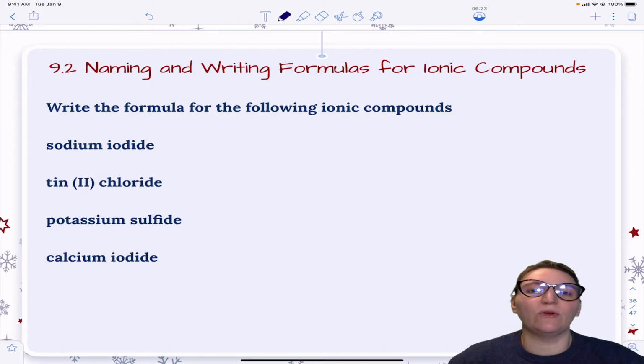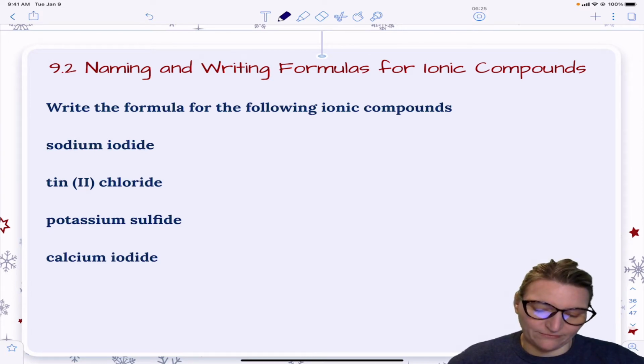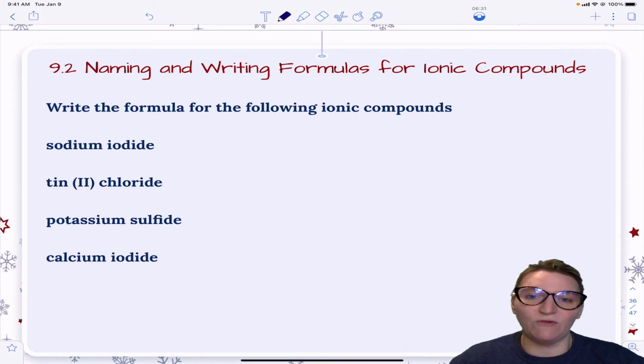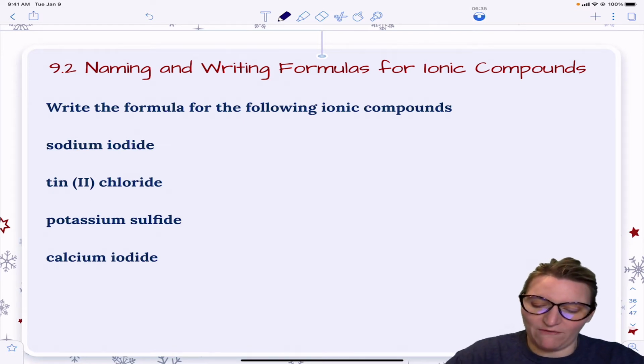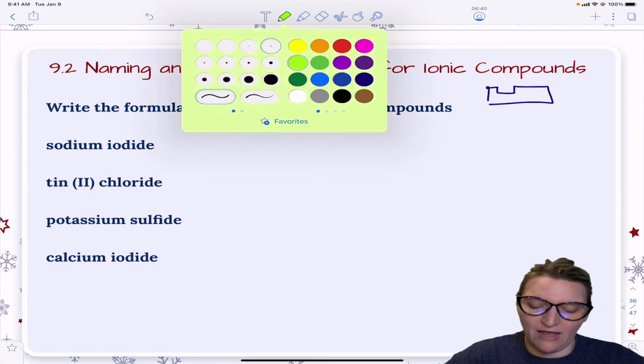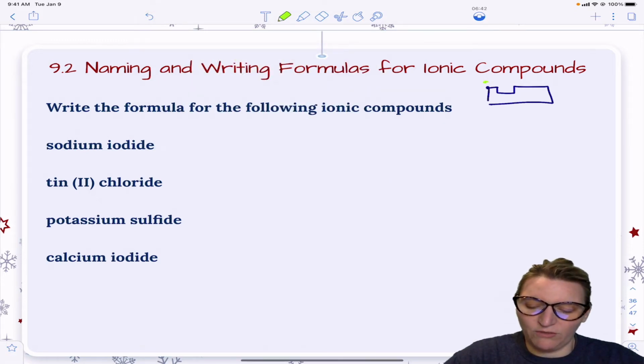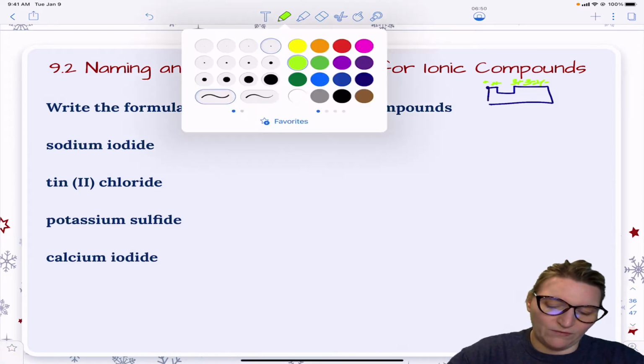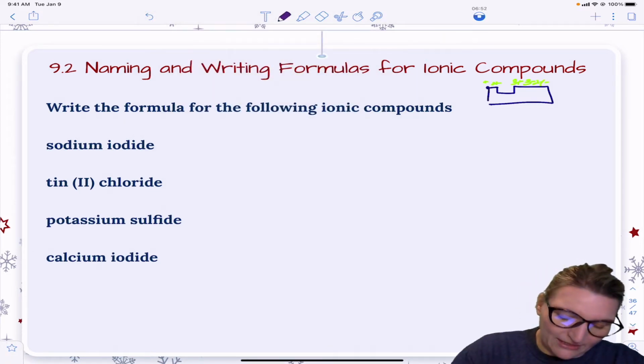So this is sort of going the opposite way. So looking at the names and then figuring out the formulas. The first thing that we do here is we write the charges of the ions. And this is where you may want to have a periodic table handy so that you can look up the elements, knowing that this first group was 1+, then 2+, then 3+, then we skip, then 3-, 2-, 1-, and then we skip. So let's take a look at the first one, sodium iodide.